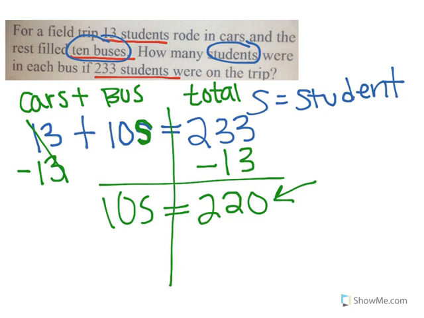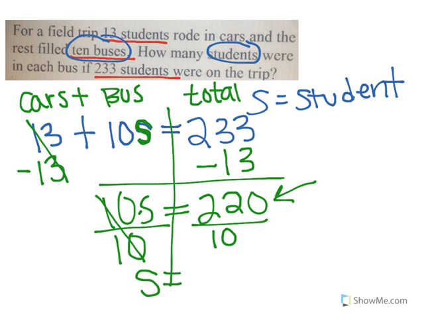Or you can think of it like these two are being multiplied, so I undo the multiplication by doing the opposite, division. And then I know that 10 over 10, or 10 divided by 10 equals 1, which is really that 1 in front of the S. And then whatever you do to one side, you do to the other. So 220 divided by 10 gives me 22 students on each bus.